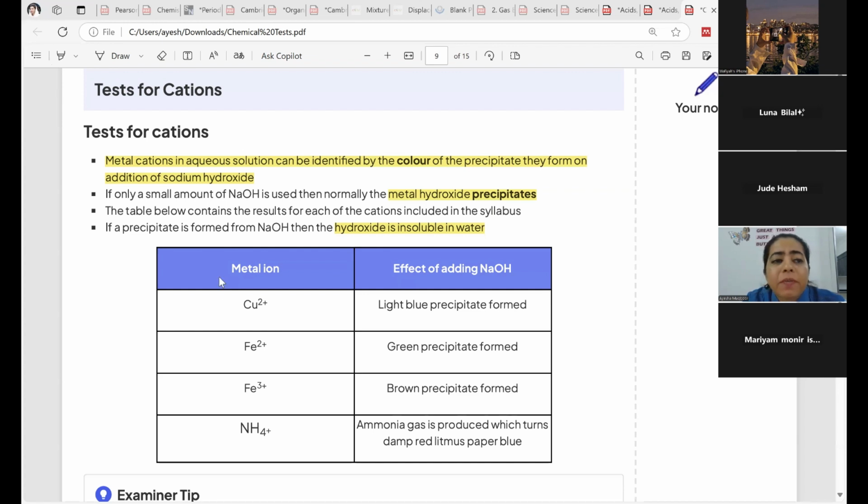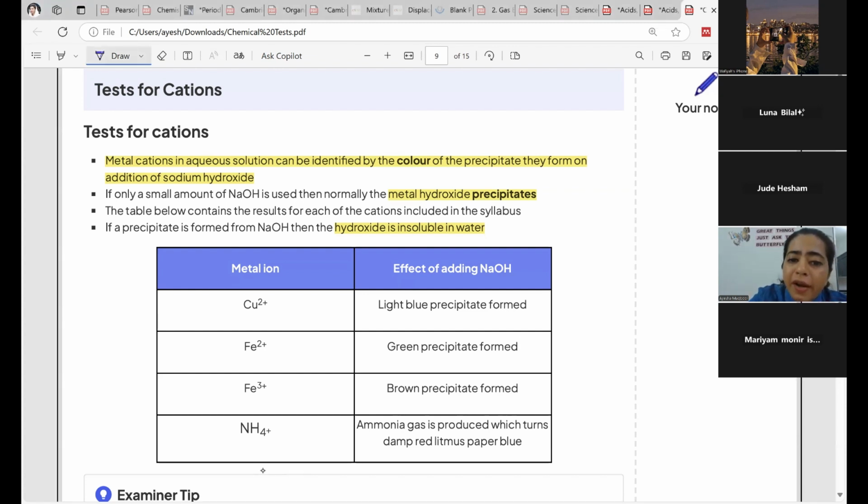Okay. So yes, if we want to test the cations, for all the cations, there is only one single test that you need to remember, and it's very easy. Just add sodium hydroxide and see what color you are getting at the end. That's it. Whatever cation is over there, maybe copper, iron, Fe+2, maybe Fe+3, maybe ammonium. Whatever cation you want to check, what you have to do?